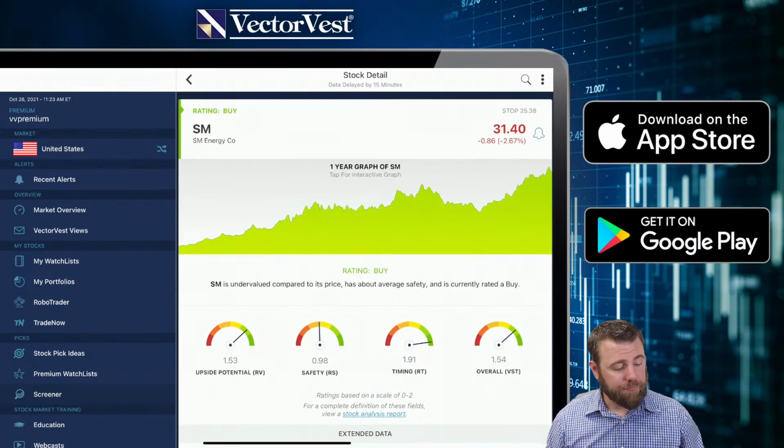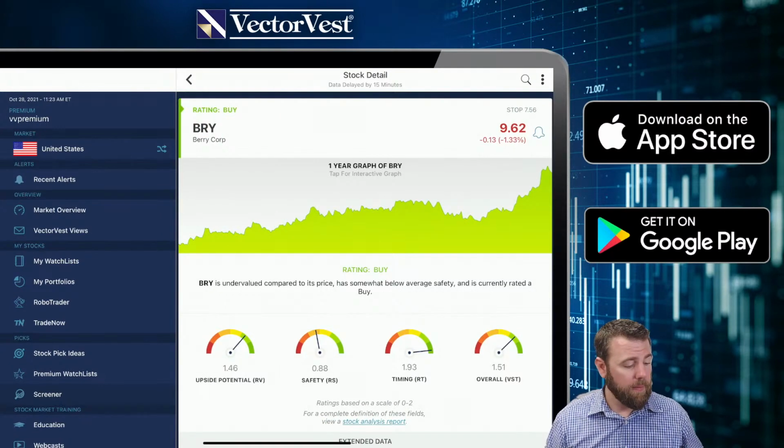All right. Taking a look at the next one, BRY, Berry Corp, good long-term potential, but does have more risk associated with it, no surprise. Timing at 1.93, really strong short-term uptrend. Overall, stock's definitely favorable for that aggressive style of investor.